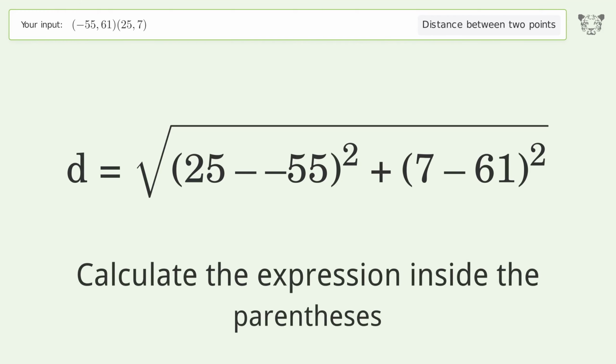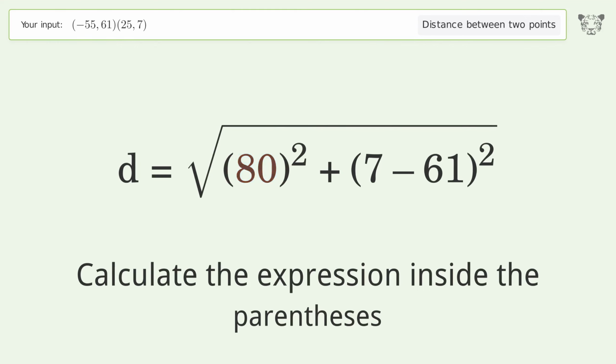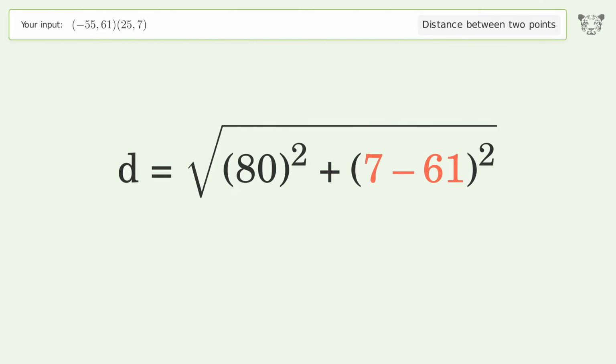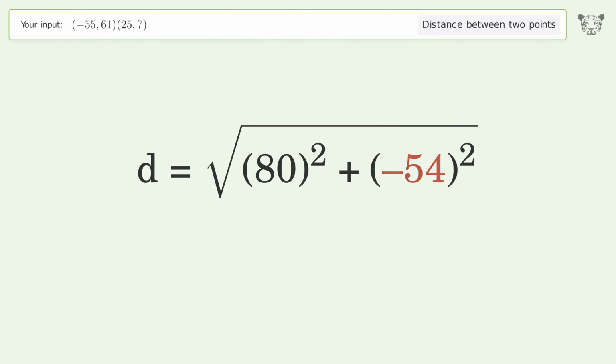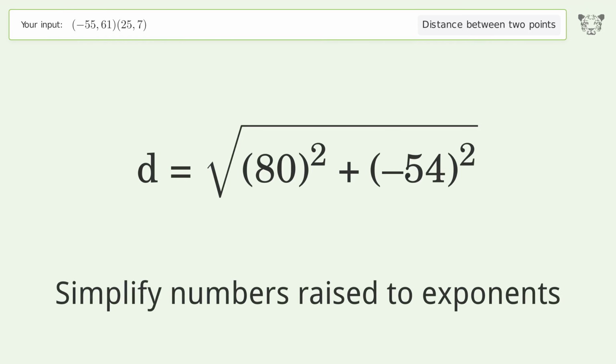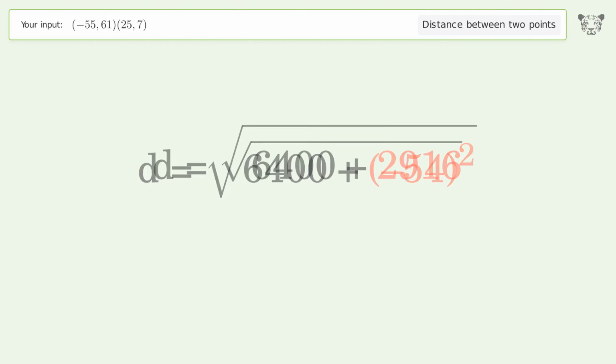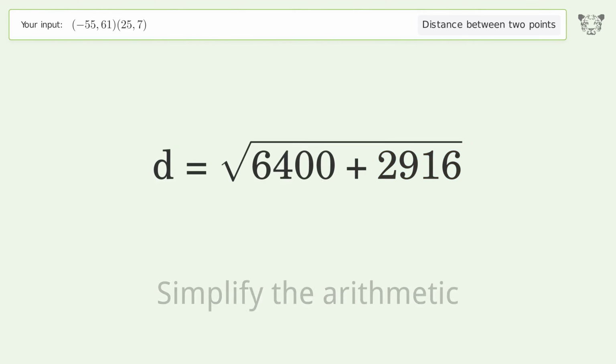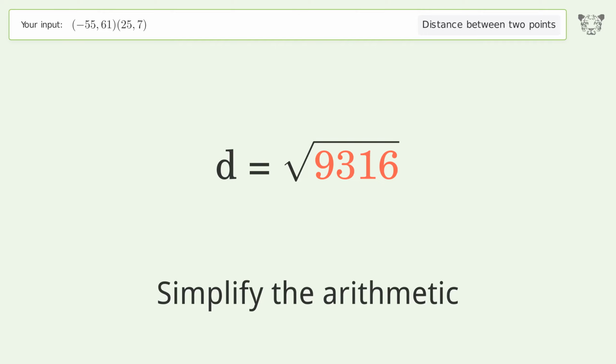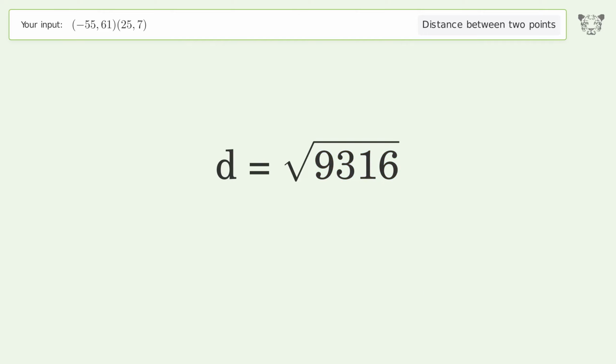Calculate the expression inside the parentheses. Simplify numbers raised to exponents. Simplify the arithmetic. And so the distance between the 2 points is the square root of 9,316, or 96.519.